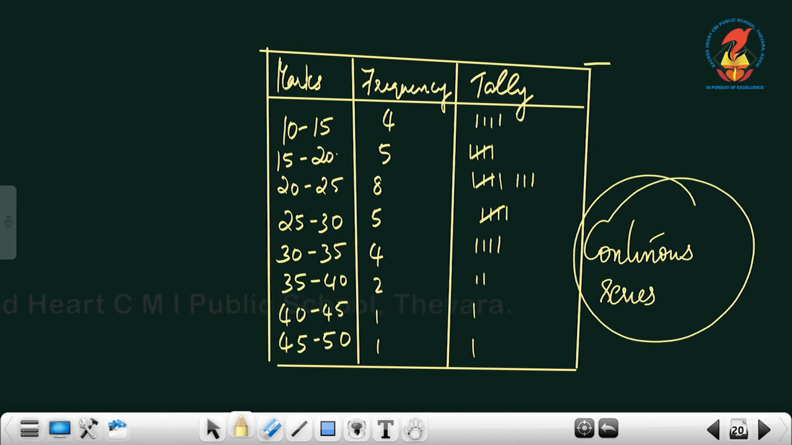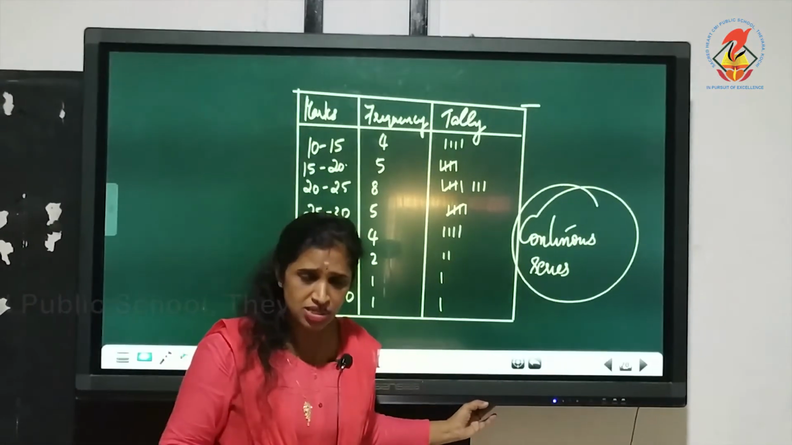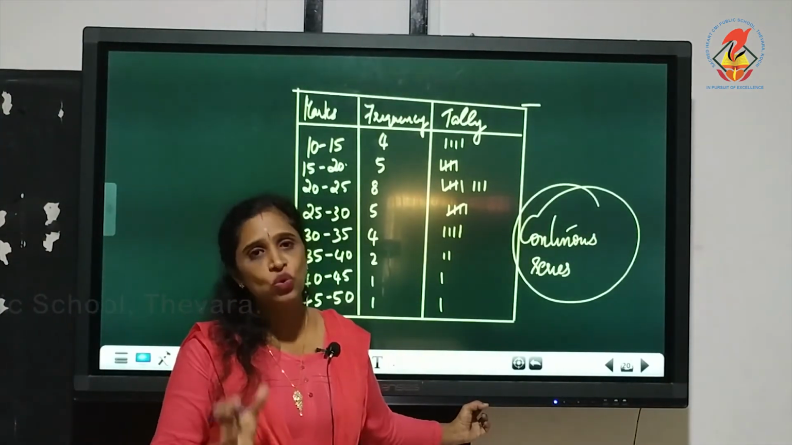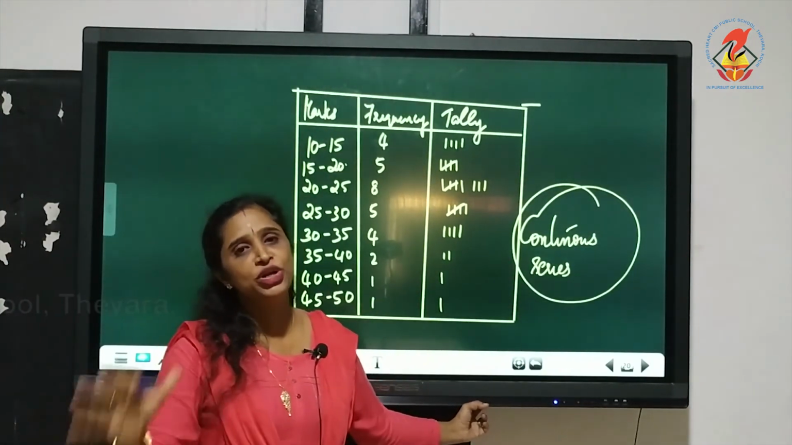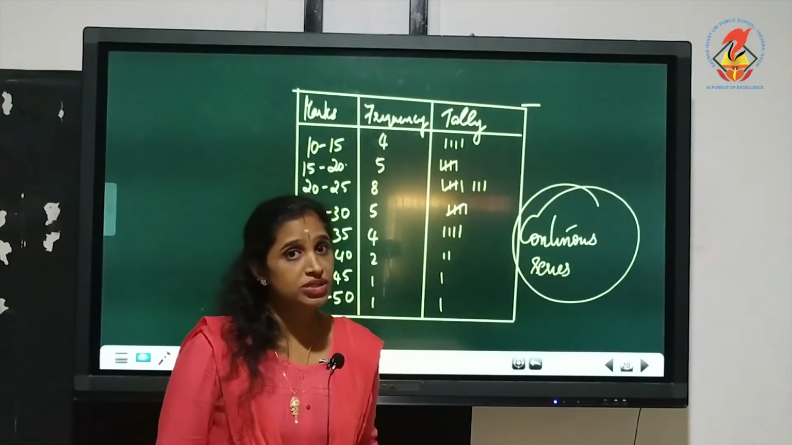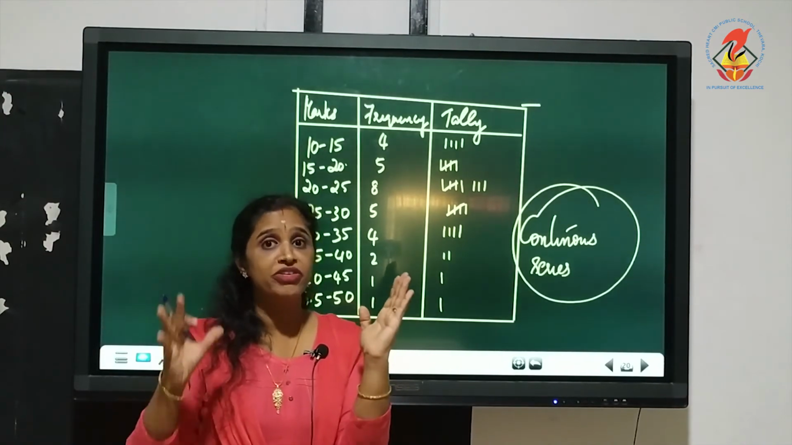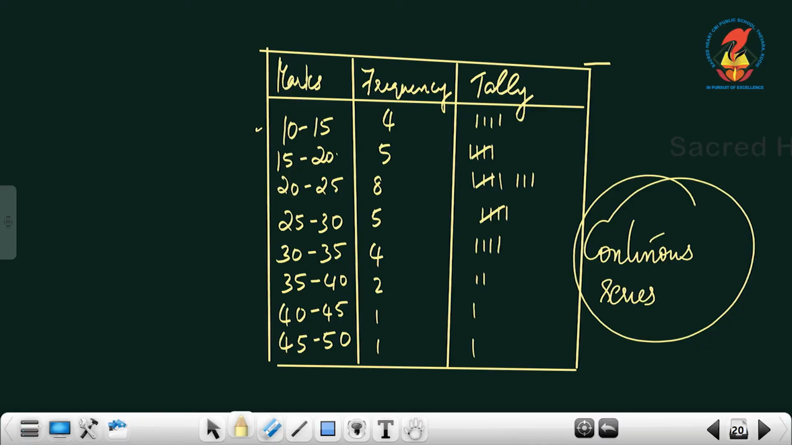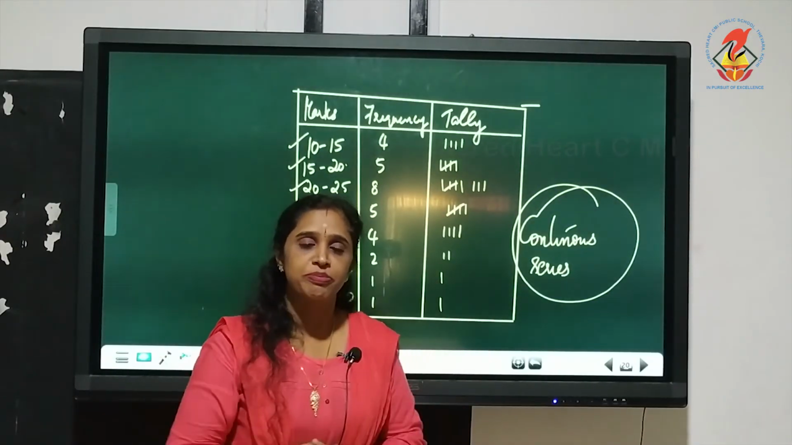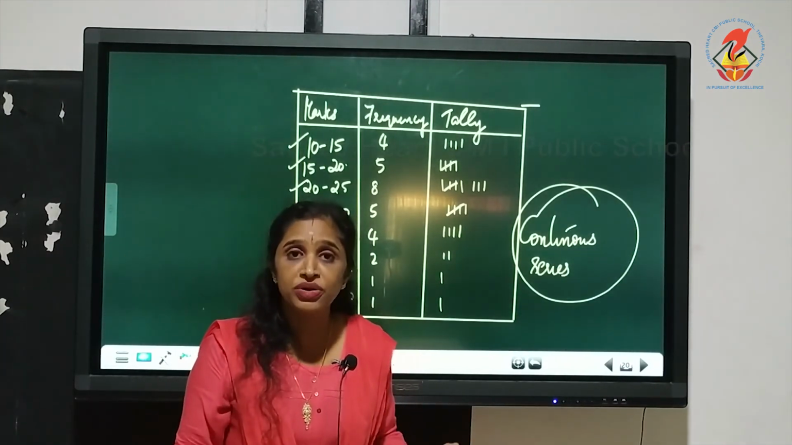I have arranged the data. I have not given the example of raw data here, but I have just converted raw data into the form of a continuous series. So what is a continuous series? A series in which data is represented in the form of class intervals. You can see here all of these are represented in the form of class intervals, and the frequency is represented by the side of it. That kind of series is known as a continuous series.